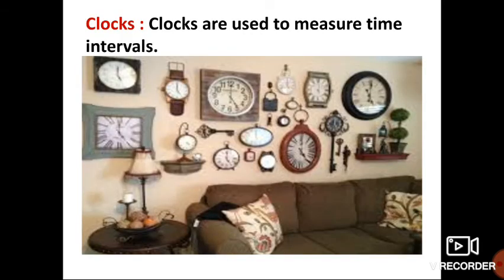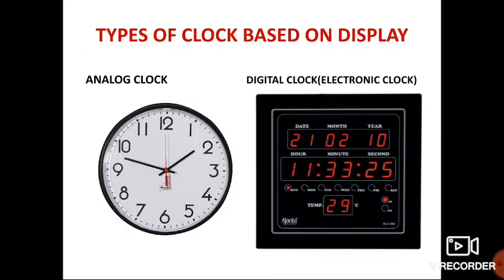Next, clocks. Clocks are used to measure what? Time intervals. Types of clocks based on display: this one is an analog clock, and this is a digital clock, so we can see the time in a digital manner. The digital clock is otherwise called an electronic clock. This is the analog one, and this is the digital one.